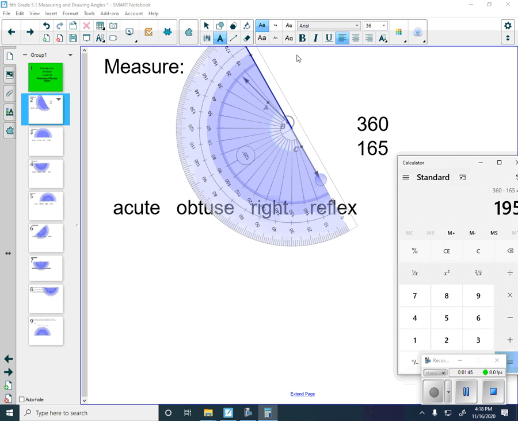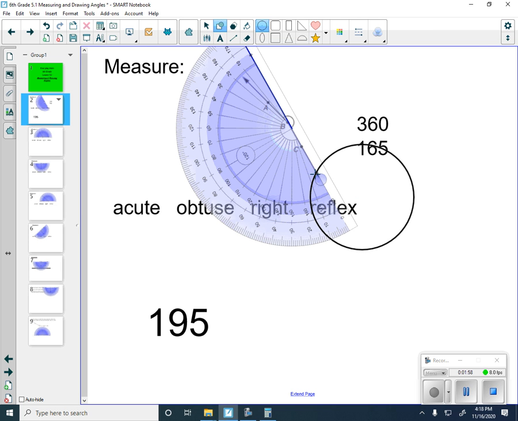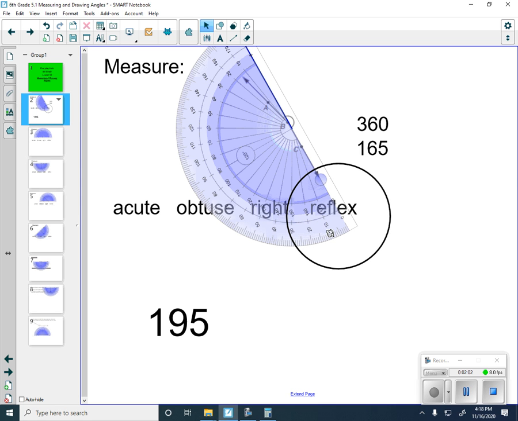So this degree measure would be 195. So that would make this a reflex angle, because a reflex angle is an angle that is larger than 180. Acute angles are angles that are smaller than 90. Obtuse is larger than 90 but less than 180, and a right angle is worth 90 degrees.